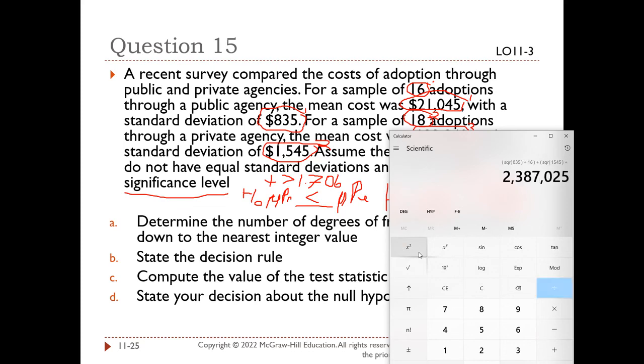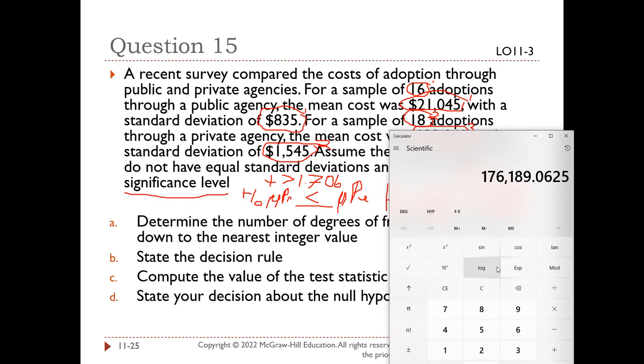Divided by 18. So we have that. That is our variance, 176,189. Okay. So now we can go ahead and do the problem.